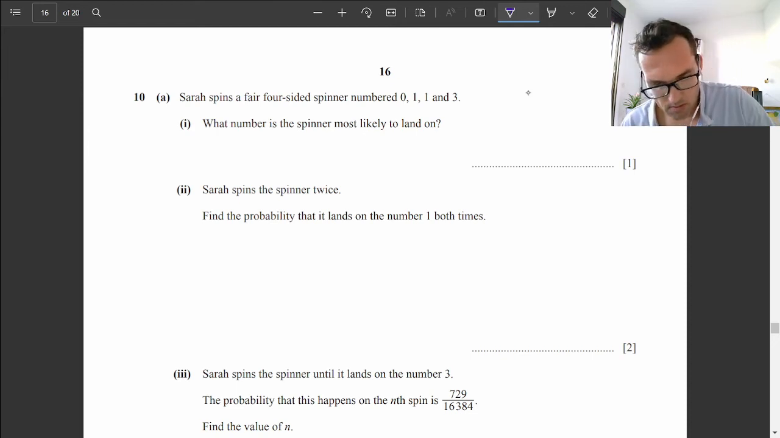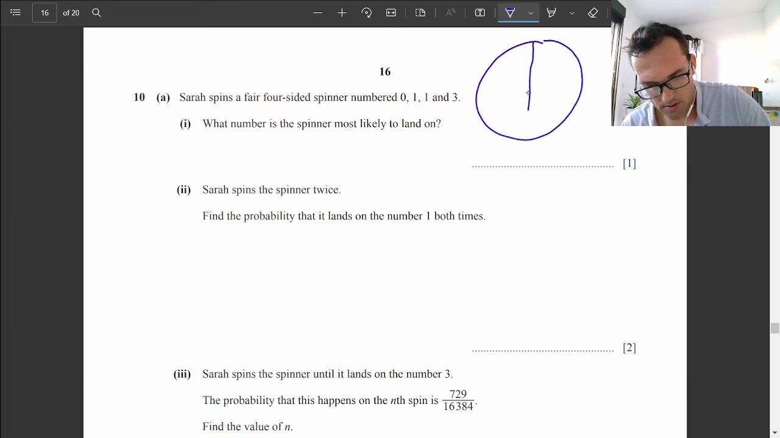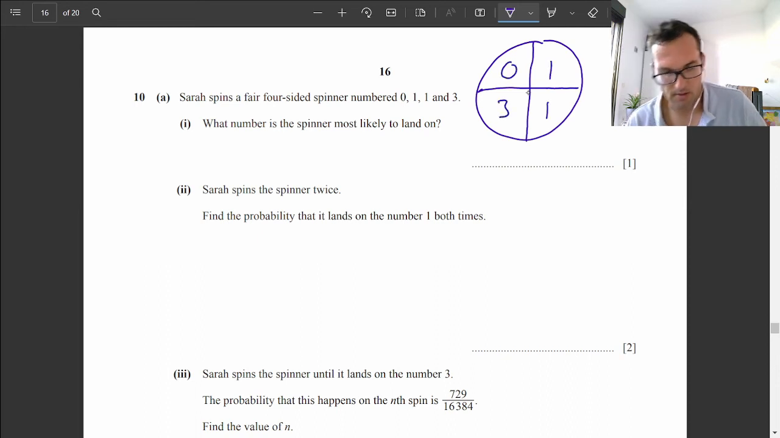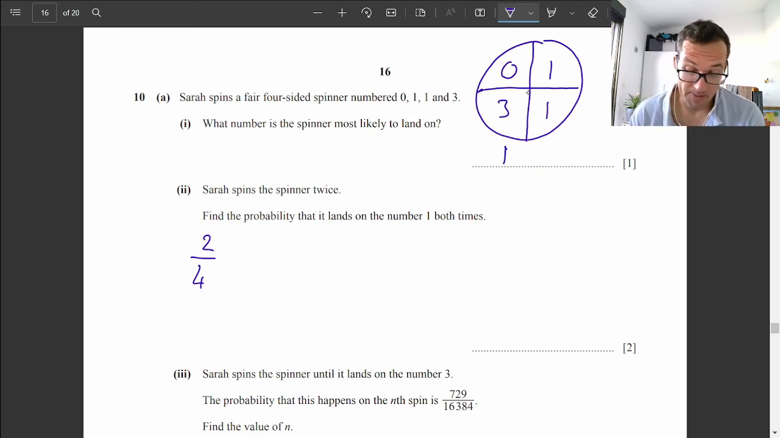Let's have a little sketch. What does a 4-sided spinner look like? It's like a spinner, usually circular, and it's got 4 sides, and in there it's got a 0, a 1, a 1, and a 3. That's it. What number is the spinner most likely to land on? Of course, that's just 1. There's 2 of them. So 1, that's easy. Sarah spins the spinner twice. Find the probability that it lands on the number 1 both times. So landing on the number 1, there's 2 of them, and there are 4 possible outcomes. So it's a half, basically.